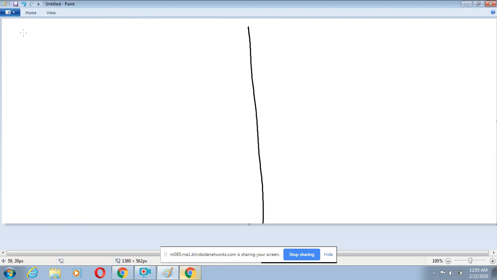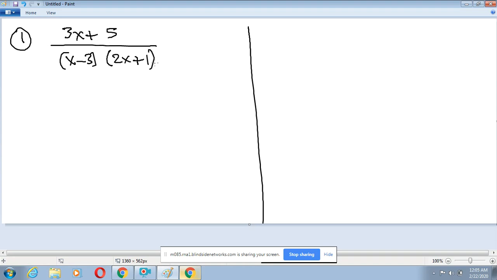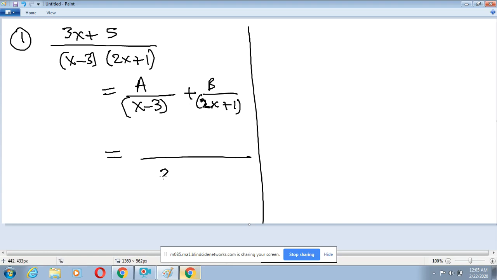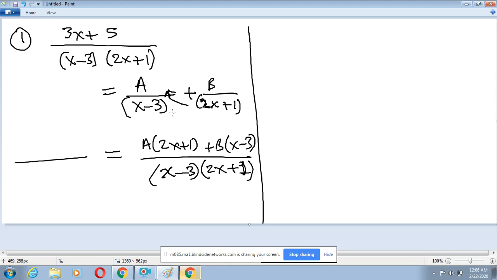So my first question: which formula will we use in the first question? The first formula, a upon x minus 3 plus b upon 2x plus 1. Now I just have to find the value of a and b, and the question is over. There are two steps: first write the formula, then find the values of a and b. How? Very simple. Take LCM. When I take LCM I get a into (2x plus 1) plus b into (x minus 3). That means it has got interchanged.